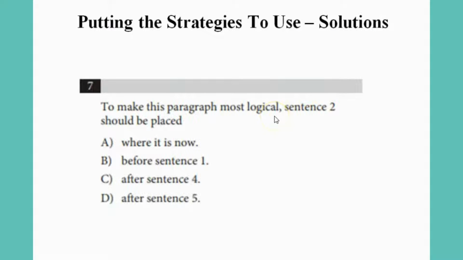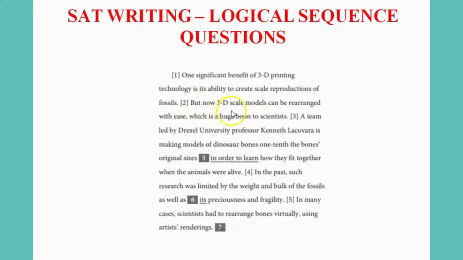So let's look at sentence 2. But now 3D scale models can be rearranged with ease, which is a huge boon to the scientists. So how do we do this particular question? They've given us this particular sentence, but now 3D models can be rearranged with ease. You need to find a clue word in here which will help us try to predict what could have been before this particular idea. So let's look at the clue word here.